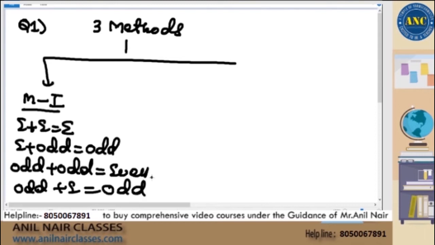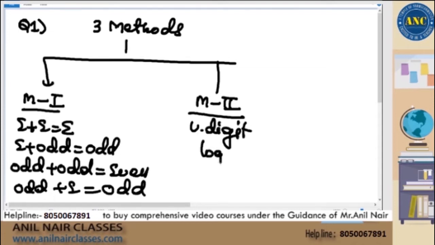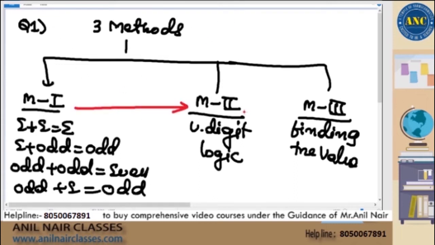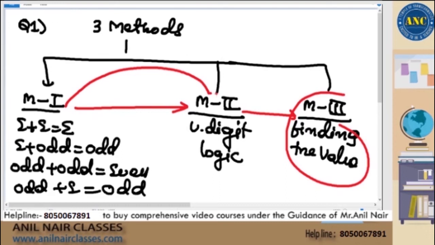Method 2 is unit digit logic. Method 3 is finding the value. I will never use method 3 without using method 1 and 2. I will use it only after method 1 and method 2 fail, then only I will go to method 3. Please make a note of it.